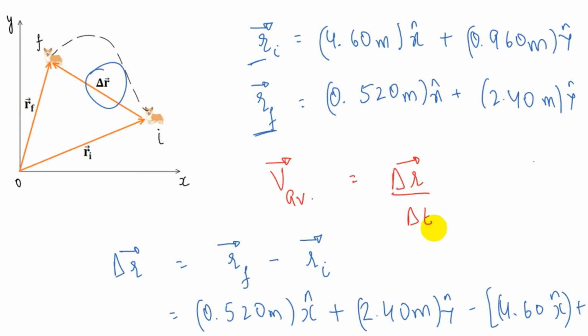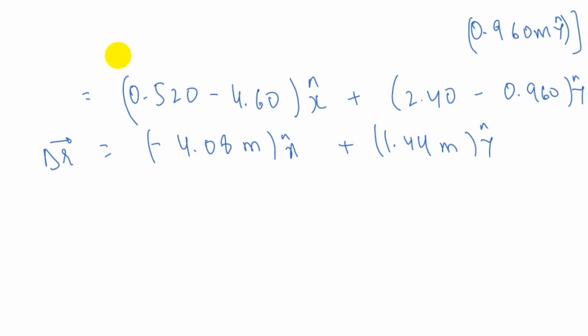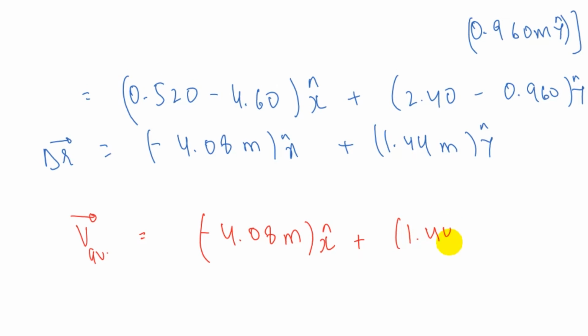Now we can easily calculate the average velocity. One thing I have missed out is that delta t is given in the question to be 3 seconds. The dog took 3 seconds to move from the initial position to the final position. So we can simply put delta r here and delta t here to find the average velocity. So this is the average velocity vector. Delta r we have negative 4.08 meter x cap plus 1.44 meter y cap, divided by time, we have 3 seconds.